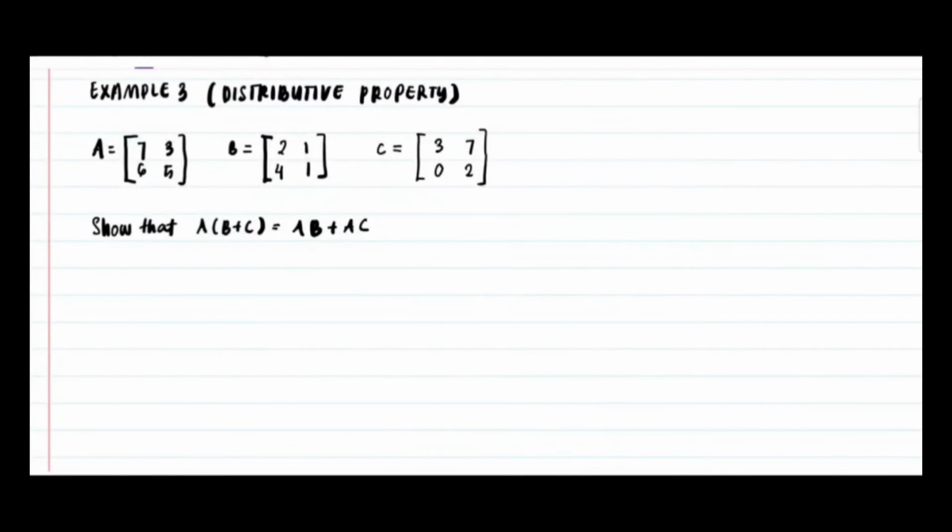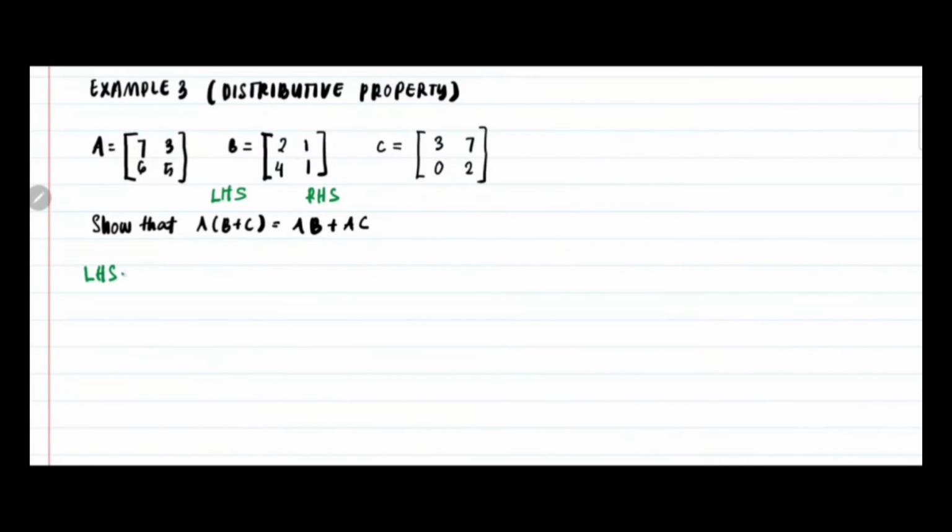For example 3, distributive property. We show that A(B plus C) equals AB plus AC. Same as the previous example, we divide the equation into left hand side and right hand side. For the left hand side, we can see that B plus C is in the bracket. So we must find the B plus C matrix first and we will get the answer.